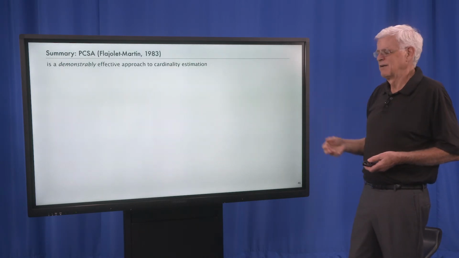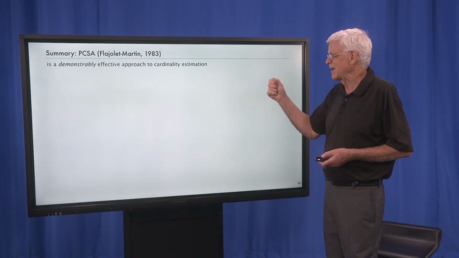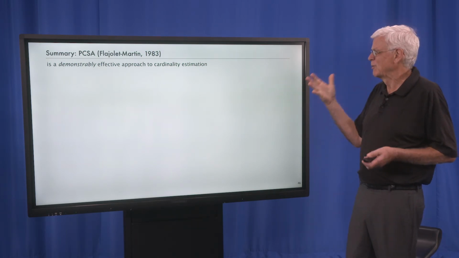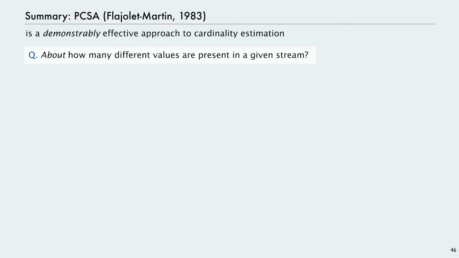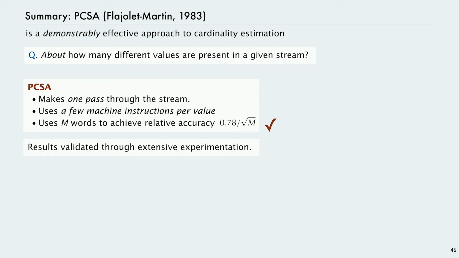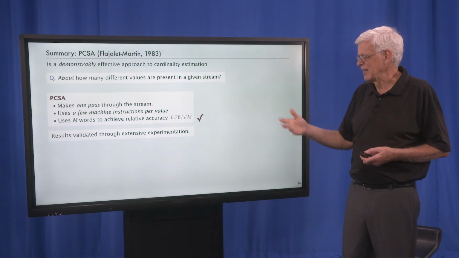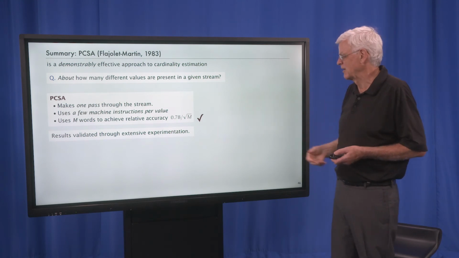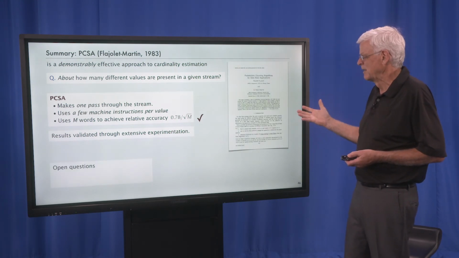So here's a summary of probabilistic counting with stochastic averaging. It's a demonstrably effective approach to cardinality estimation. You want to know about how many values are present in a given data stream? Use this algorithm. It makes one pass through the stream, uses only a few machine instructions per value, and with M words you can get within 0.78 over square root of M. Choose how accurate you want to get and how much memory you want to use. Those results have been validated through many different types of experiments over the years.